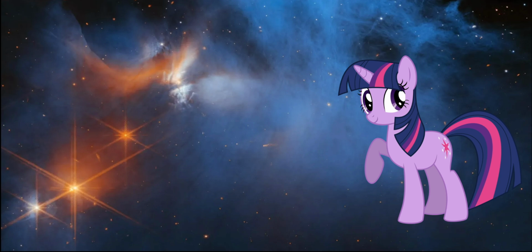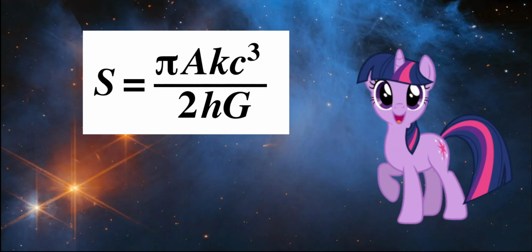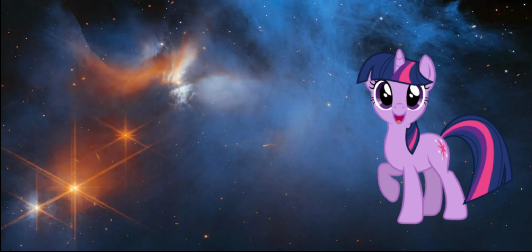Also, the entropy of a black hole, being first proposed by Wittgenstein and then confirmed by Hawking, is proportional to the area of its event horizon and follows the following formula. The entropy of a black hole equals the Boltzmann constant multiplied by the cube of the speed of light times the area of the event horizon, divided by 4 times the gravitational constant times the reduced Planck constant.